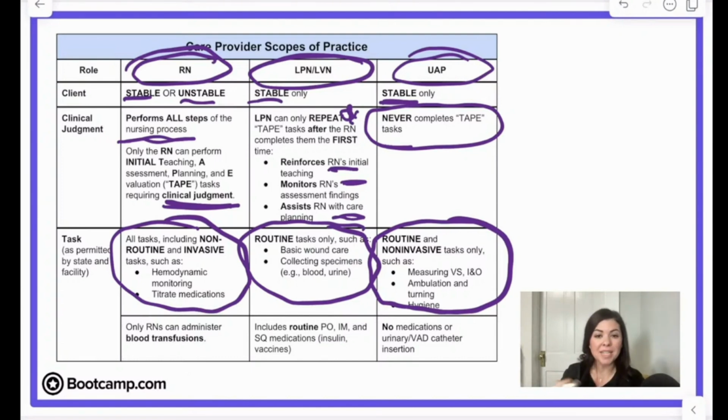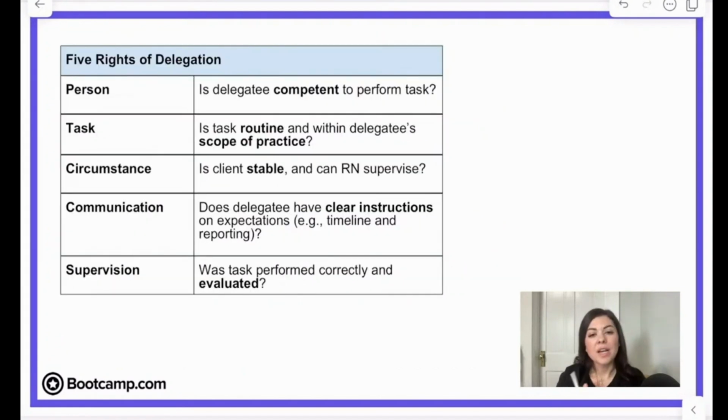So that gives you a basic overview of each person's scope, so that will certainly help us in a second when we're navigating these questions. Another great resource that we should always take into consideration are the 5 rights of delegation. This resource is a series of questions we should be asking ourselves when we're trying to determine, is this task appropriate to be delegated? The first right is person. That's just asking, is this delegatee, this individual, competent to perform the task? Do we think that the person has the appropriate education and knowledge to be able to perform this?